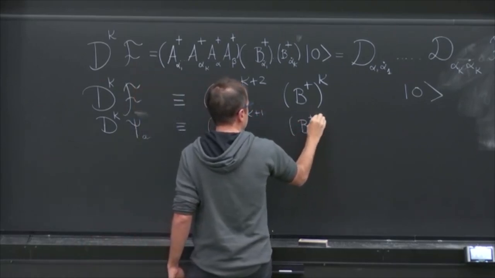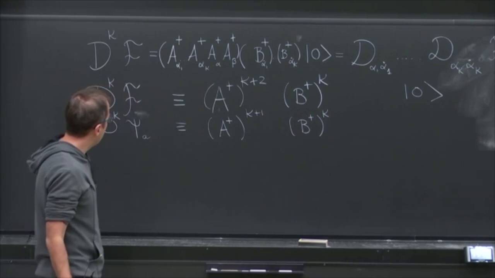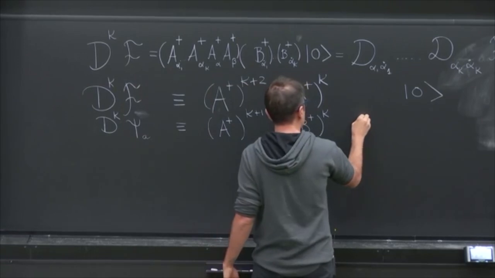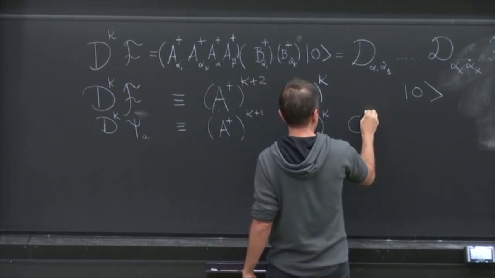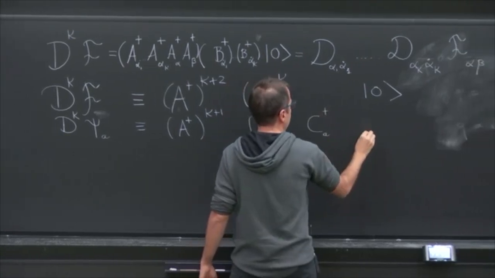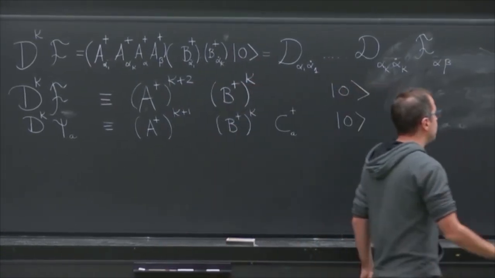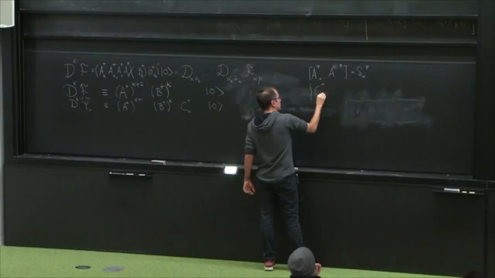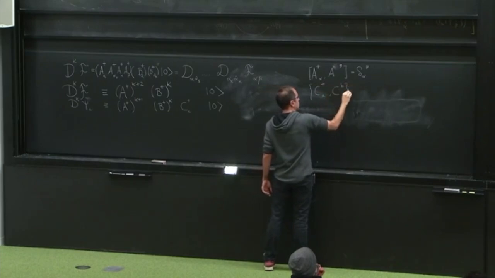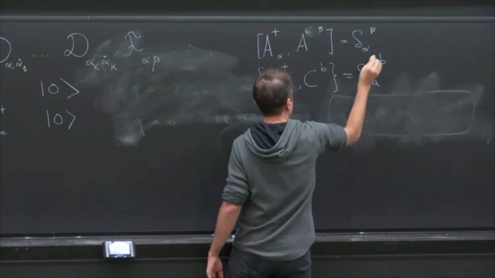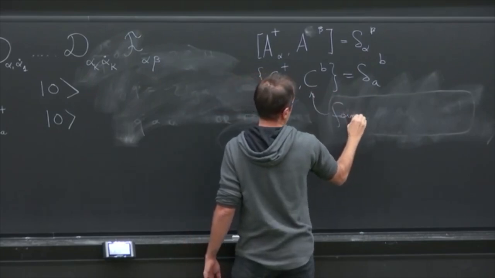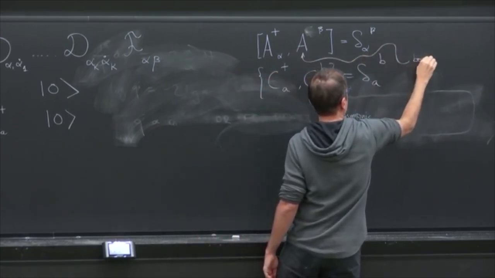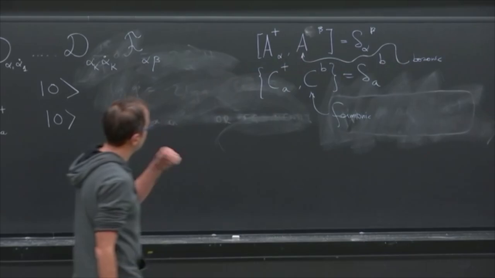B dagger. Okay? Right? But now I need to create an SU4 index. So I create an SU4 index by putting this C dagger A here, acting on the vacuum. Where this C will be a fermionic creation operator that obeys these relations with anti-commutator that is delta AB. So these guys are fermionic, and these ones are bosonic.